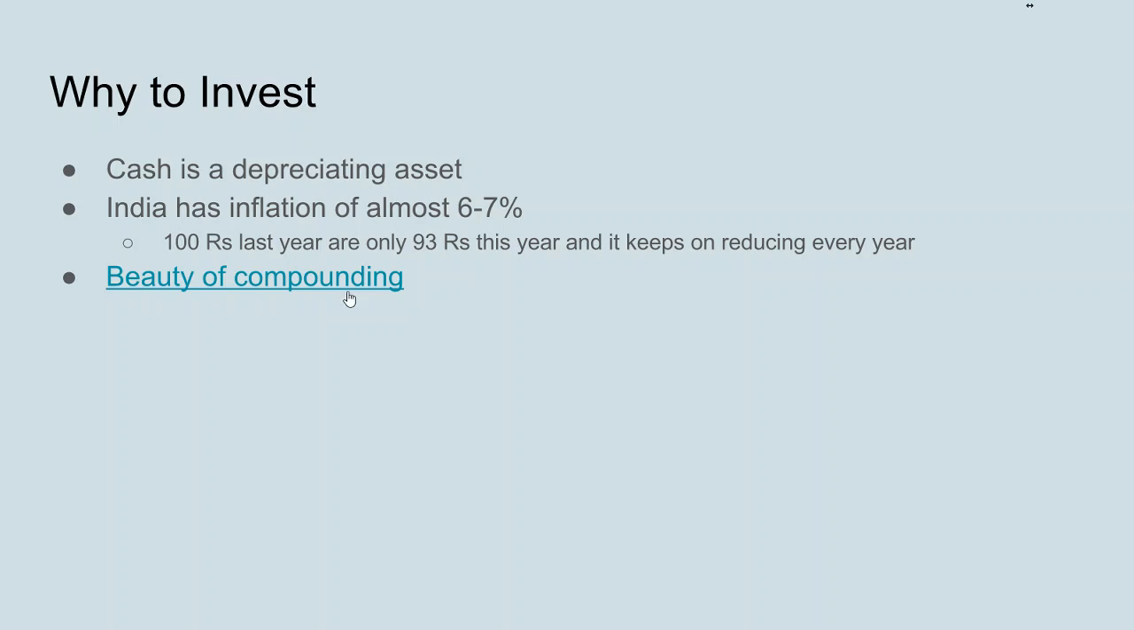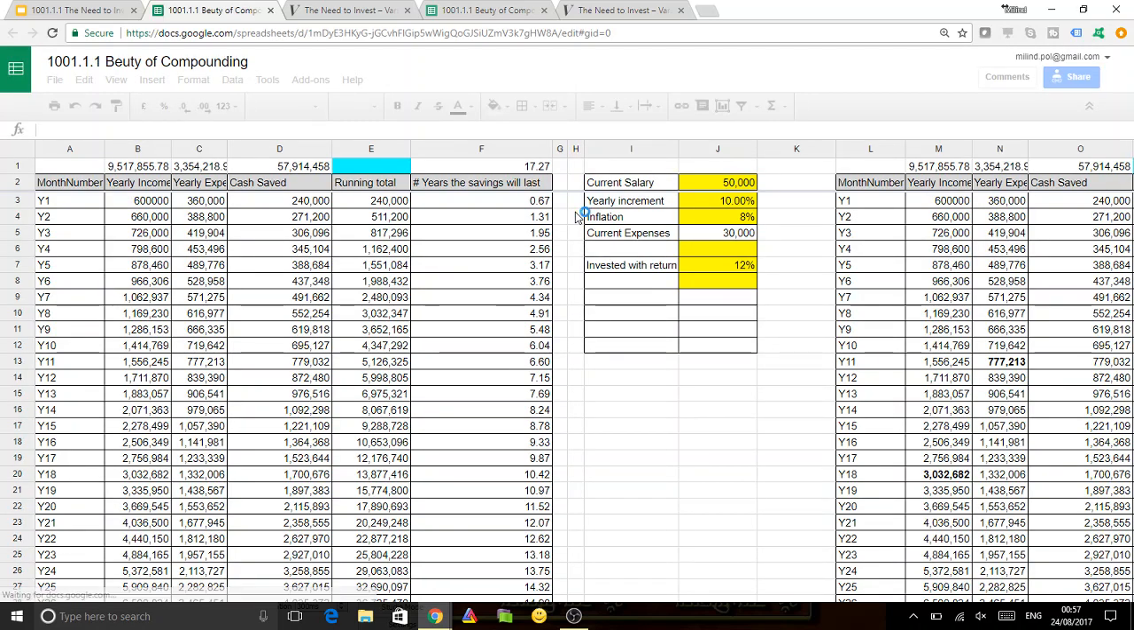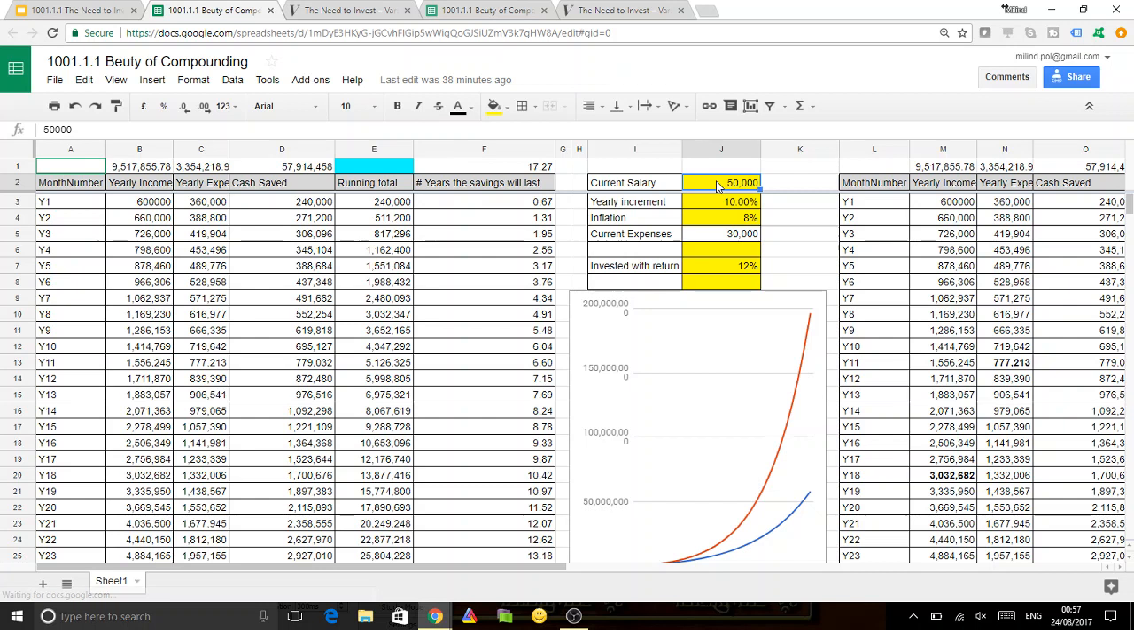Let's look at some numbers. I have talked about the beauty of compounding from a different point of view. Now this is from your investment point of view. So let's start with these numbers. Let's say you have a current salary of 50,000. You are a very young graduate, got a decent job, and you hope to get a yearly increment of 10% year on year. And let's say the inflation is 8%.